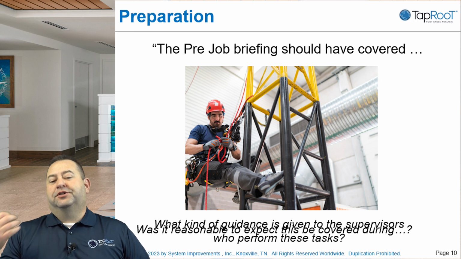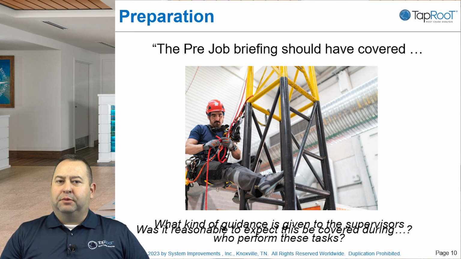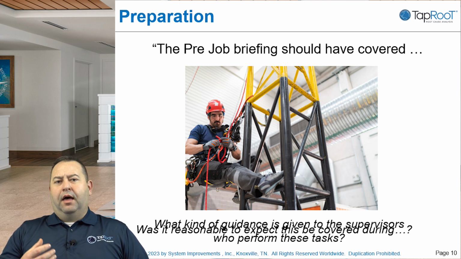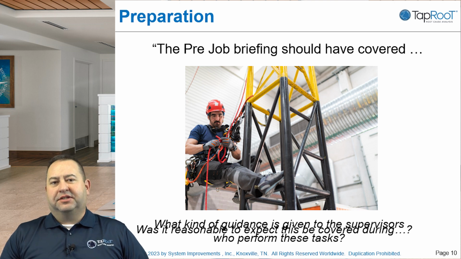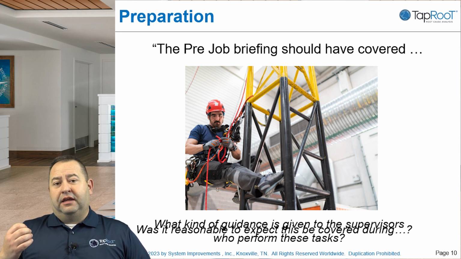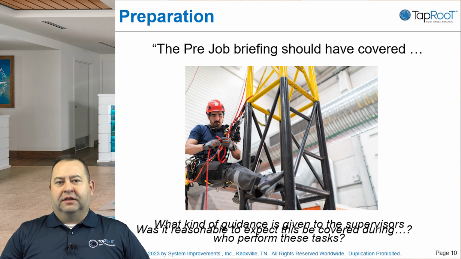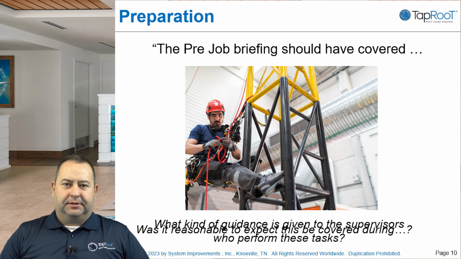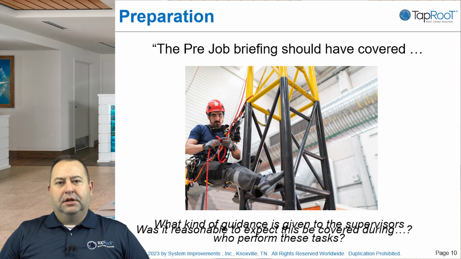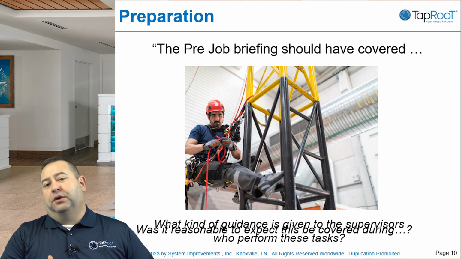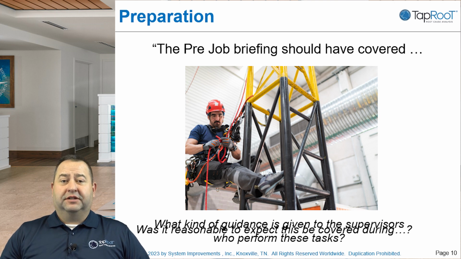And pre-job briefings should have covered. I mentioned that already, that sometimes we beat up on that. Was it reasonable to expect this to be covered? We had the luxury of seeing an incident, a real-life incident that one of our TapRooT investigators was working on. And the initial root cause that had been assigned was that the pre-job brief, it was something bad with it, that the pre-job brief should have covered this situation. And that's why we had this problem. So it was directly blamed, or blame was put towards the supervisor that they did not cover this aspect.